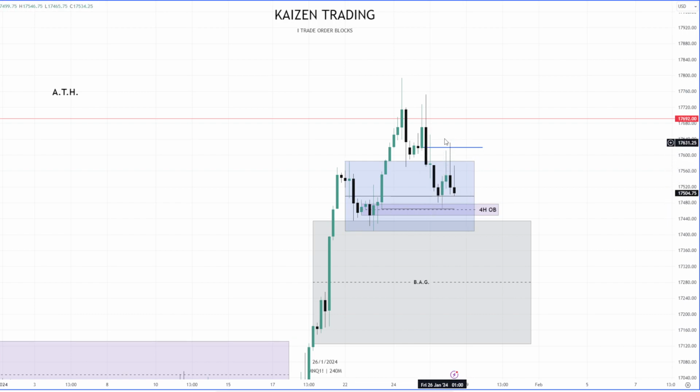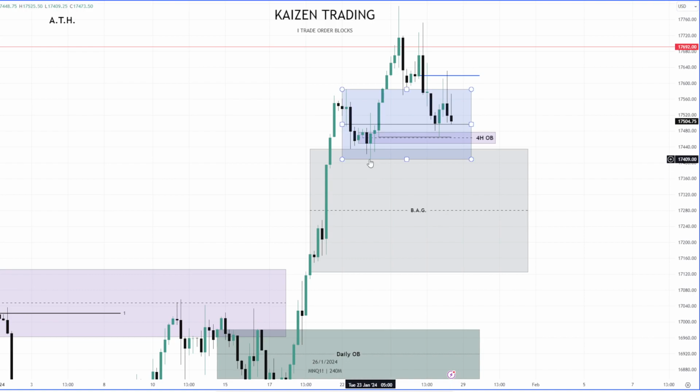So back up into here. This is, to me, Monday's draw on liquidity. And this could happen, this is 100 points. This could happen before New York Open, 100%.